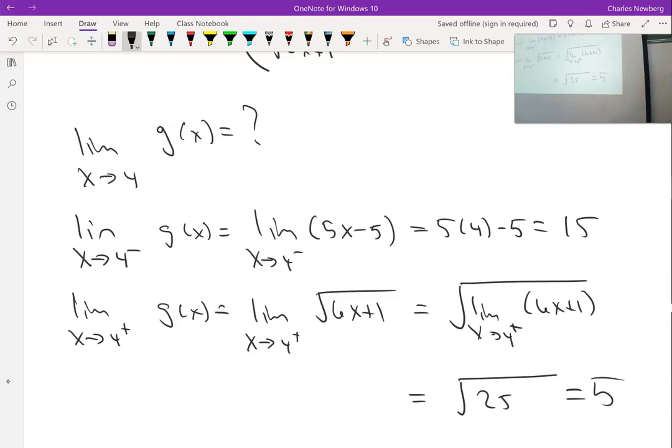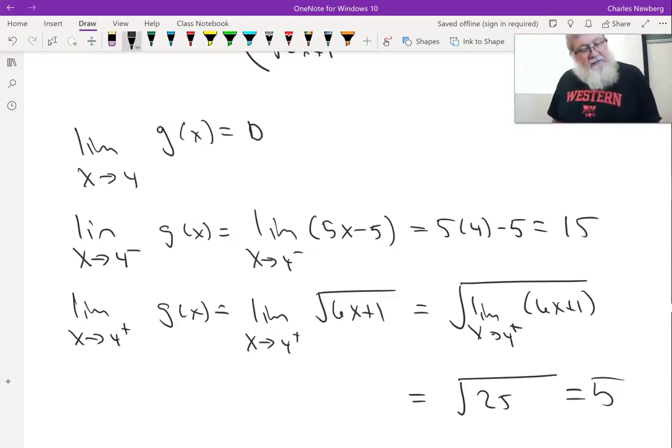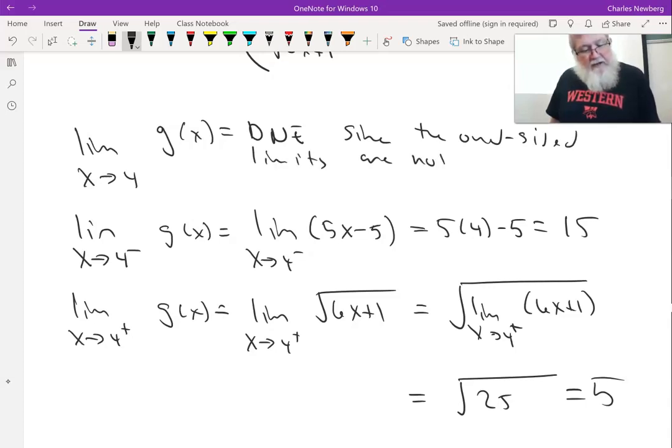All right. Does 5 equal 15? No. So the limits are going to different spots. Since they're not equal, what do we conclude on this one? Does not exist, since the one-sided limits are not equal.